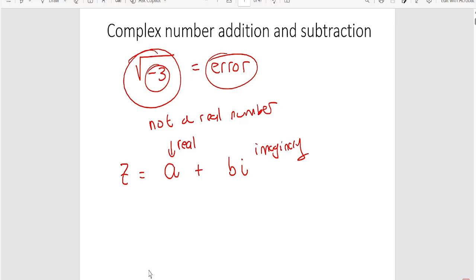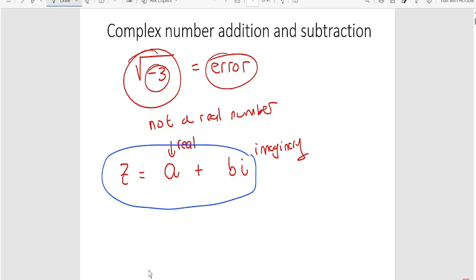A complex number is a number that combines a real part and an imaginary part, and we write it in this form: z = a + bi, where a and b are real numbers and this i is the imaginary unit. So wherever you see i, this is the imaginary part, and i² = -1. Okay, you have to remember this value.